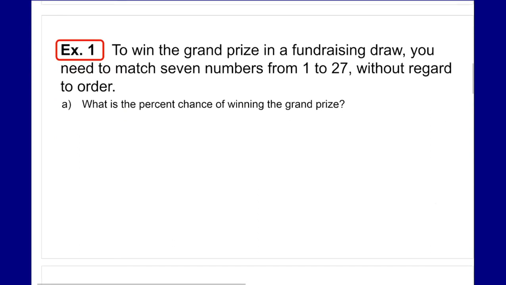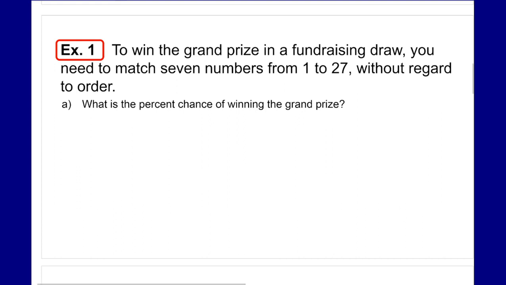So for example, to win the grand prize in a fundraising draw, you need to match 7 numbers from 1 to 27 without regard to order. So similar to the Lotto 649, it doesn't matter what order you match those numbers in as long as you select the same 7 numbers. So what is the percent chance of winning the grand prize?